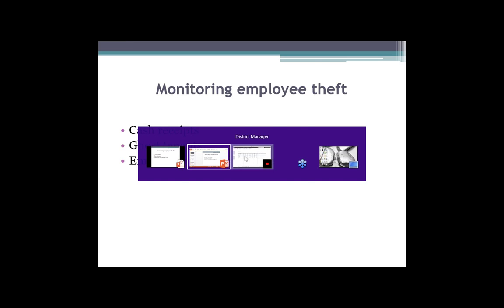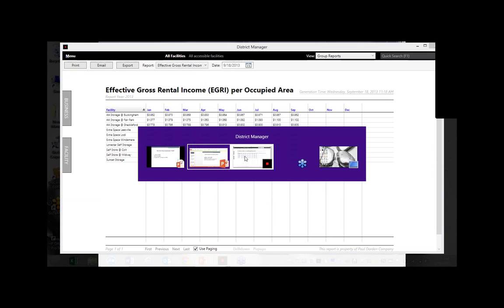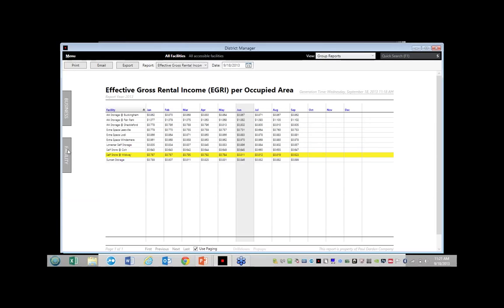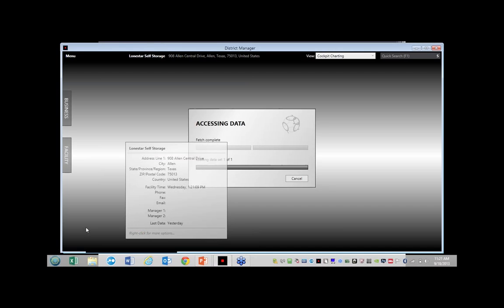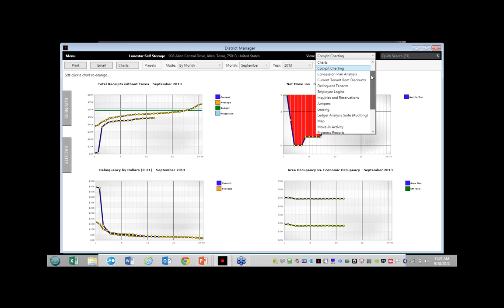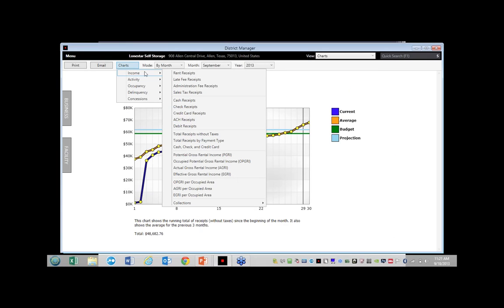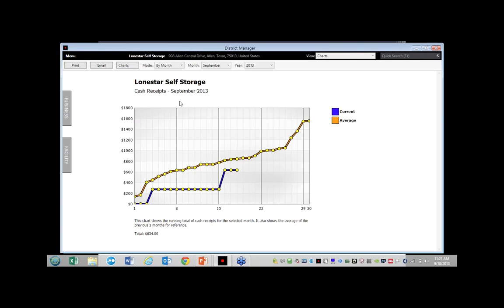I'm going to go to that Lone Star location, and it's right here. And I'm going to go to the charts, and I'm going to pull down the income, and then I'm going to look at cash receipts. Now, this is an example where I'm going to have to call the manager because this shows a perfect example where our orange line is what our average is over the last 3 months on a daily basis. The blue line represents this month.